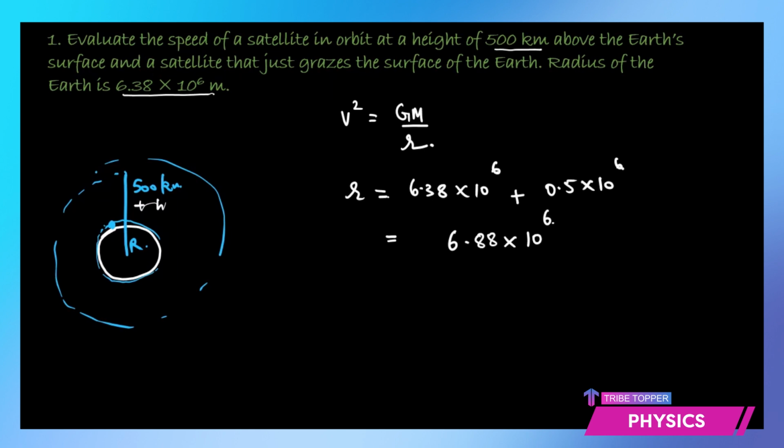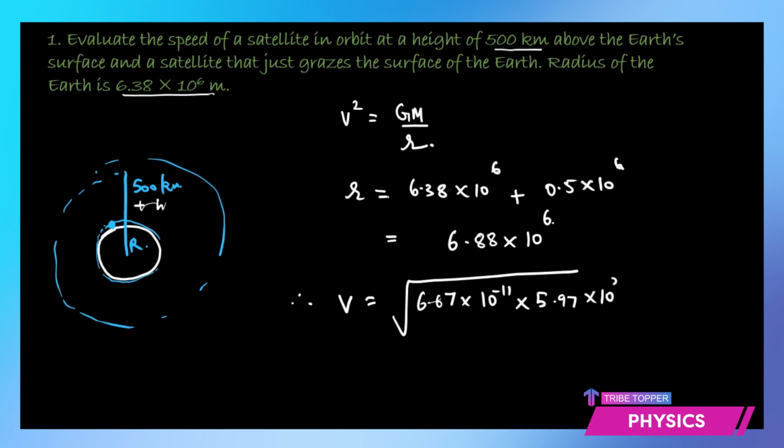When you plug in all the values, v is the square root of 6.67 times 10 to the power negative 11 into 5.97 times 10 to the power 24, which is the mass of Earth, upon 6.88 times 10 to the power 6. Solving this, we get a value of 7.6 times 10 to the power 3 meters per second. So this is the orbital speed of a satellite at a height of 500 kilometers.